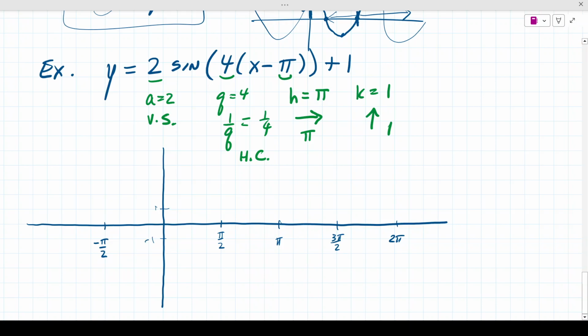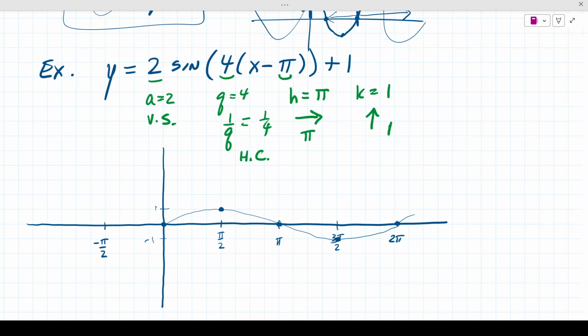Now my original sine curve has a point at 0, 0, another one at pi over 2, comma 1, another one at pi, comma 0, another one at 3 pi over 2, comma negative 1, and another one at 2 pi, comma 0. Okay, so my original sine curve will look like this and keep going in both directions.